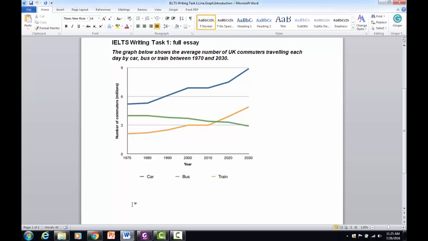So when we're writing an introduction, we're going to write 1 or 2 sentences, but we're going to say it in our own words. Right? We're going to say it in our own words. So you will write an introduction that looks something like this.